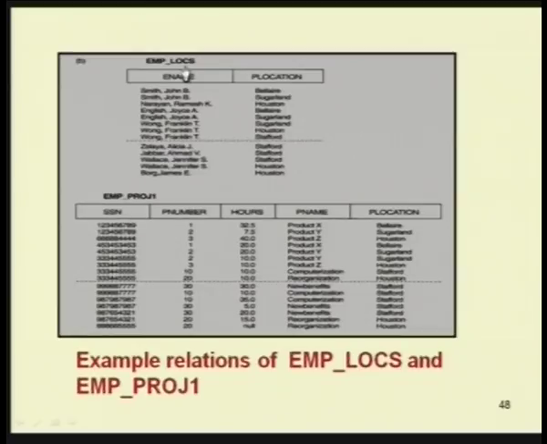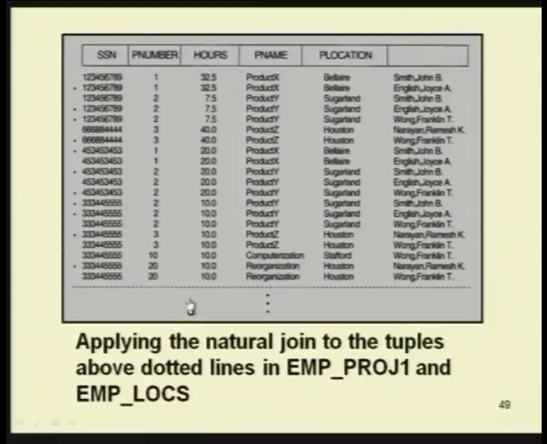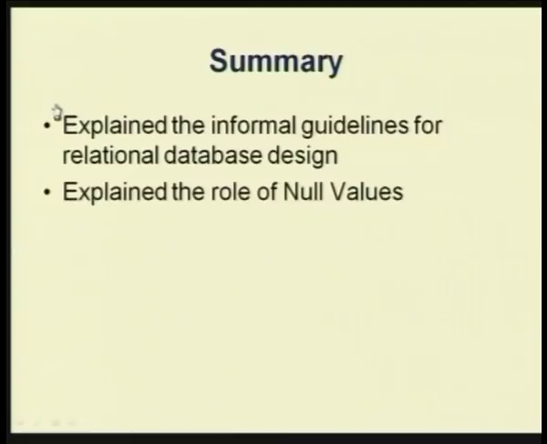So, this is again employee locations and project locations. You see the presence of some spurious values. This is applying the natural join. This is where we saw the spurious tuples coming into the picture.